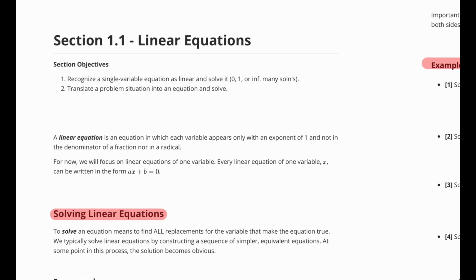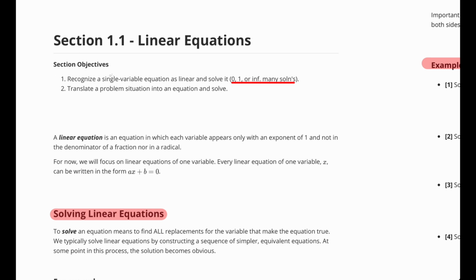Section 1, linear equations. The objectives for this particular section, it says right there, recognize a single variable equation as linear and solve it. And there could be 0, 1, or infinitely many solutions. So we're going to touch upon every single type of the amount of solutions there are. You're going to have some that have 0 solutions, 1 solution, and infinitely many solutions.